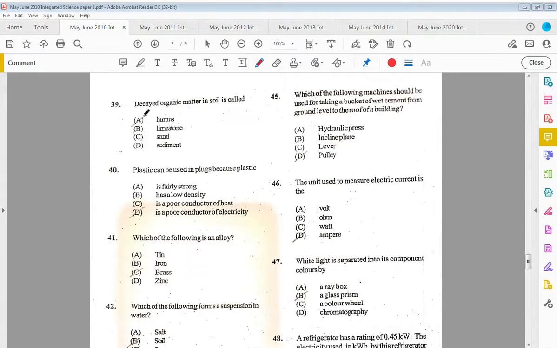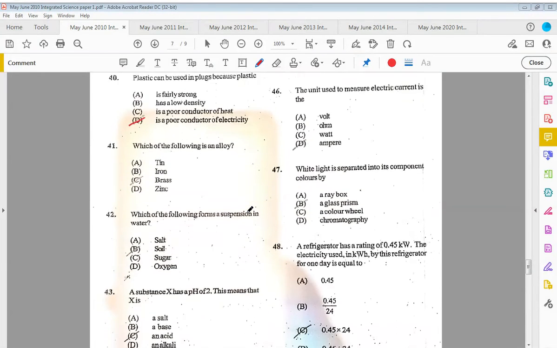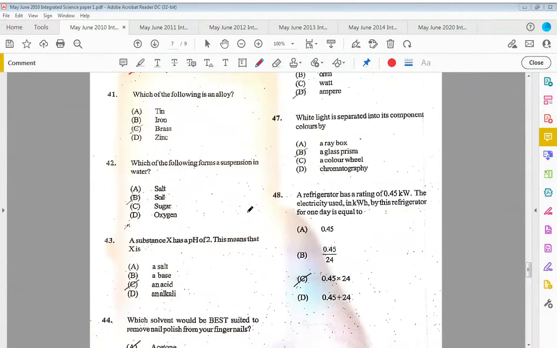39. So the decayed organic matter in soil is called A, humus. 40. Plastic can be used in plugs because plastic, D, is a poor conductor of electricity. It is also a poor conductor of heat, but we're talking about plugs here. That has nothing to do with heat. We're talking about electricity there. So that's why the answer would be D.